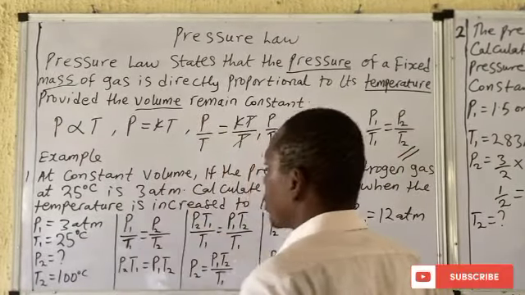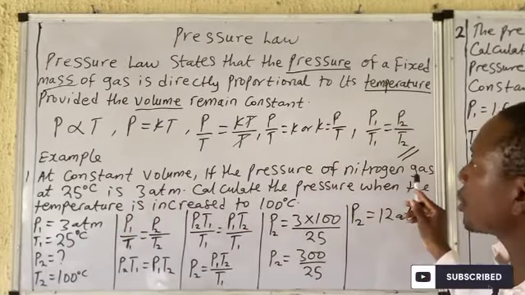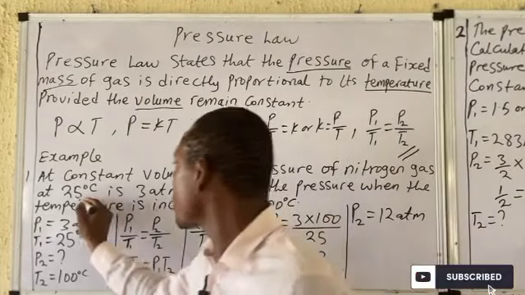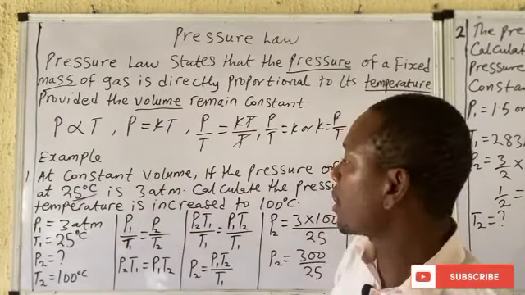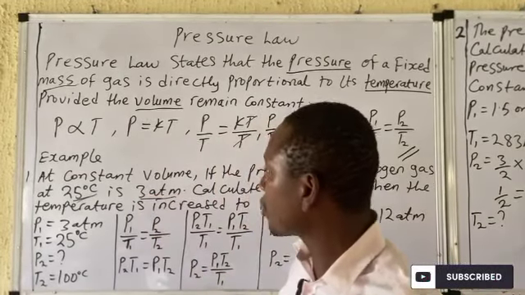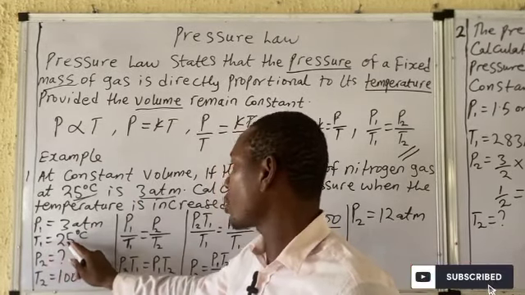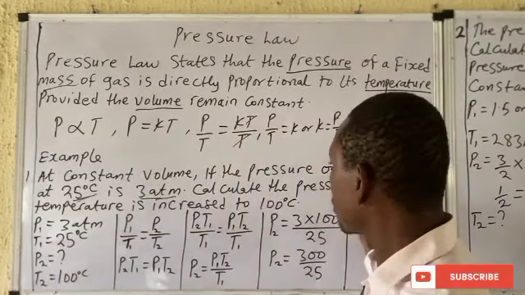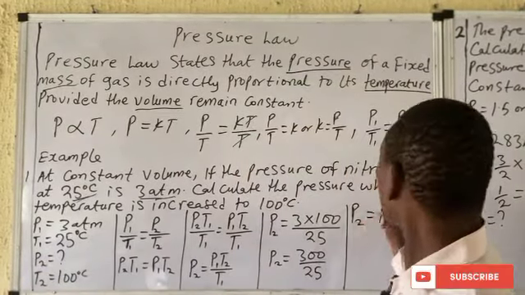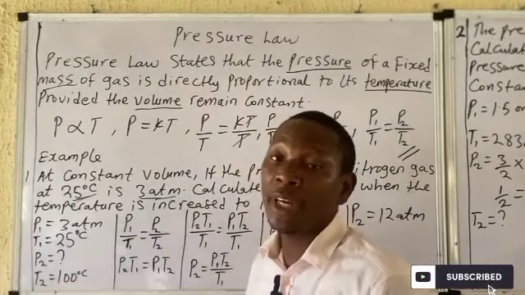So let's take this question. Take the first example. At constant volume, if the pressure of nitrogen gas at 25 degrees Celsius is 3 atmosphere, so the initial temperature is 25 degrees Celsius and the initial pressure is 3 atmosphere. So we have P1 as 3 atmosphere, we have T1 as 25 degrees Celsius. Calculate the pressure. So they're asking you to calculate for the P2, when the temperature is increased to 100 degrees Celsius. So the T2 is actually 100 degrees Celsius.